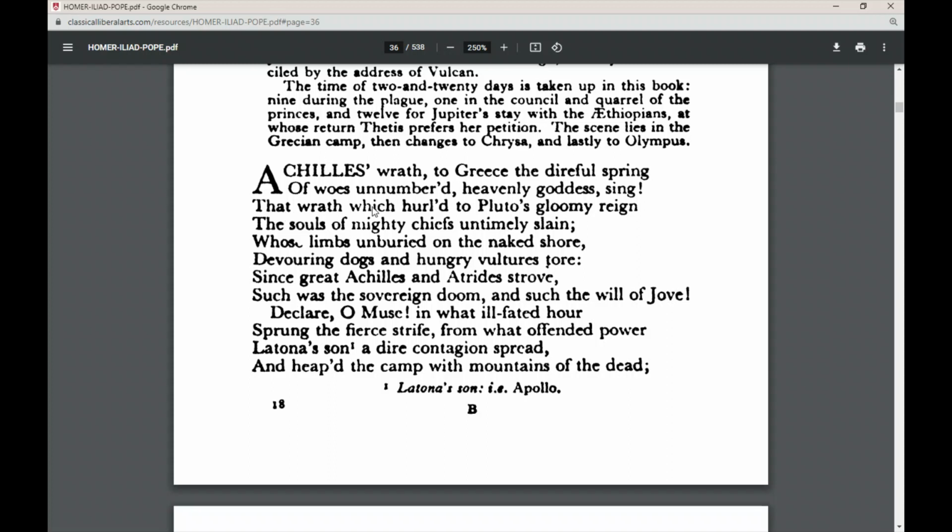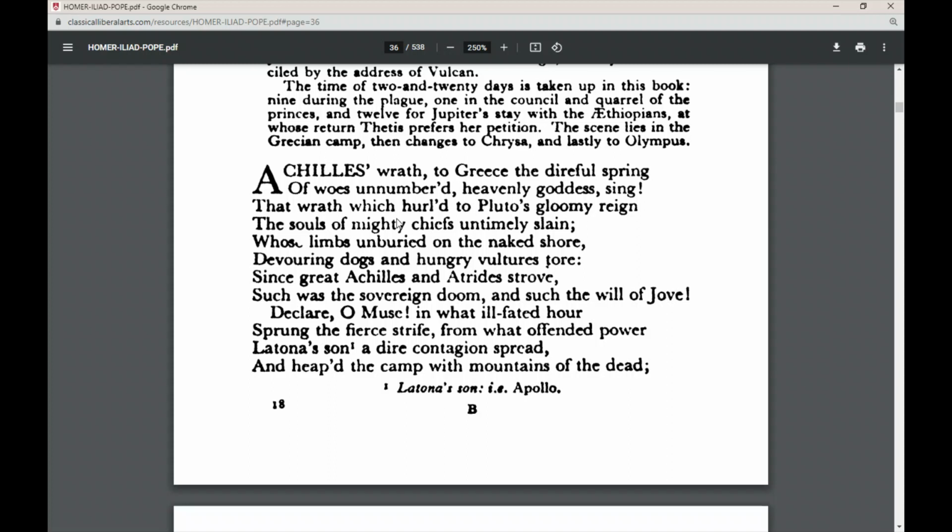The wrath which hurled, right here we've already seen 2 actually. We see an example of syncope, where the abbreviation or the letter is omitted from the middle of a word. Syncope, we see it here also in unnumbered, where these letters are dropped in order to make sure the reader reads these words as a single syllable for the sake of the meter of the poetry.